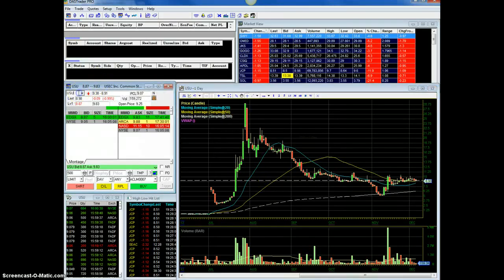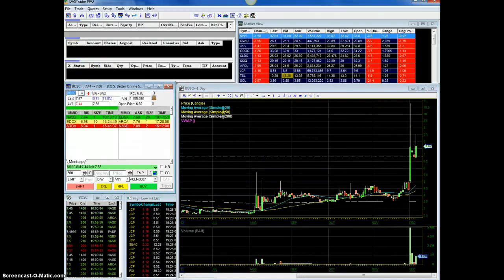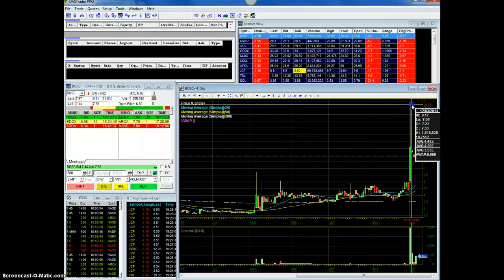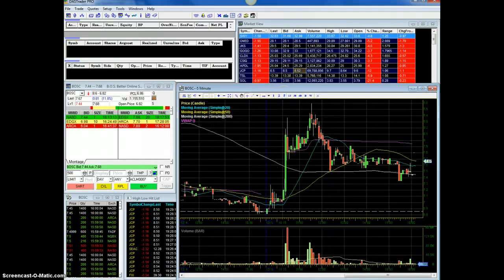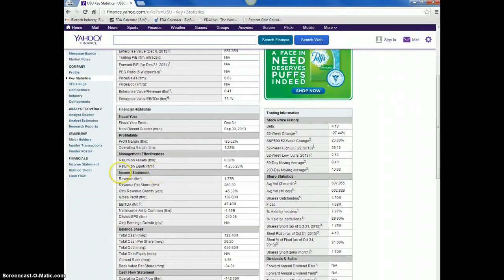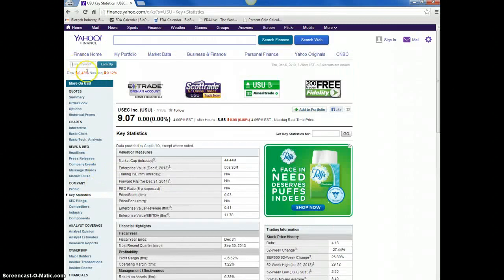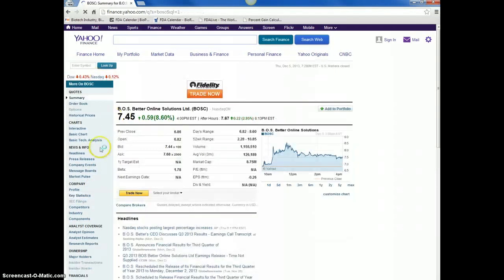Let me give you another example. I traded this stock a couple days ago, but look at this. It went from $5 to over $10 in one day. That's crazy, right? You don't see a lot of stocks doing that, but if you look at the float, let's see how much it has.